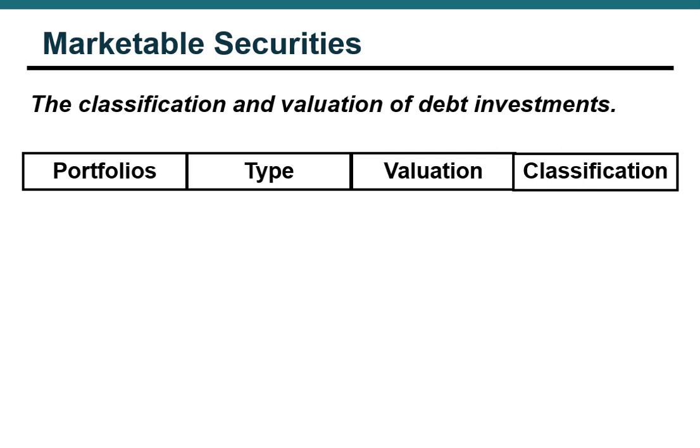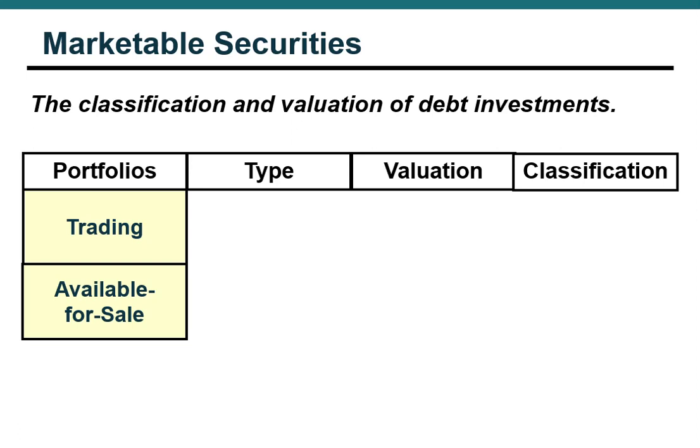We're going to go ahead and take a look at the classification and ways we value different types of debt investments. The first one we'll consider are trading securities, which are debt securities bought and held primarily for sale in the near term to generate income or profits based on short-term price differences. So we've bought them with the intent to flip them. The second broad classification are what we refer to as available for sale.